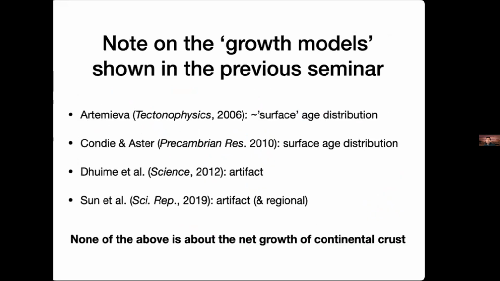Okay. At this point, you may want to know about the crustal growth models shown in this figure. The figure had four models listed here. Hawkesworth et al. 2006 is actually not about continental crust, but you can think of it as a kind of surface age distribution. Condie and Aster 2010 is a surface age distribution. Dewey et al. 2012 is just an artifact. Sun et al. is another artifact because they use the same method, but this is also a regional model, so we can't talk about continental growth based on this kind of study. So none of them is actually about net continental growth. But the fact is that many geologists are still very confused about continental growth. So it would be very challenging for astrophysicists to get this right from the literature.